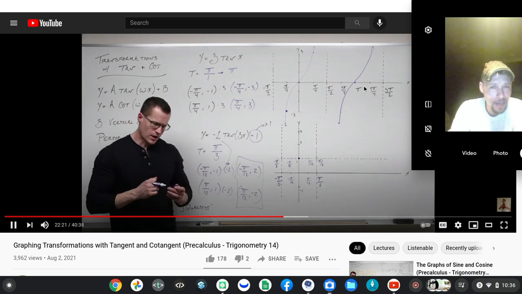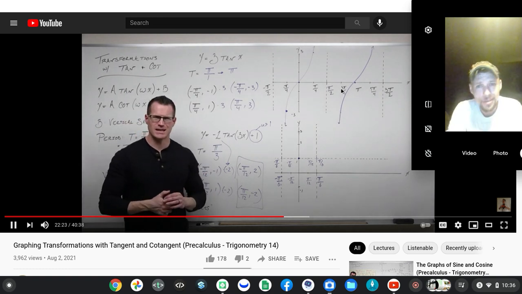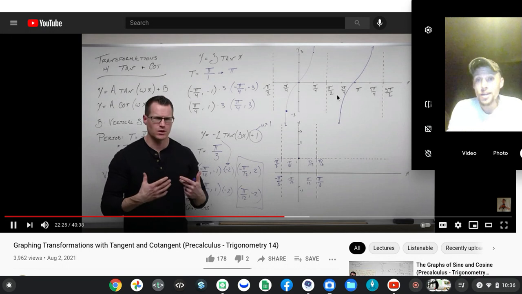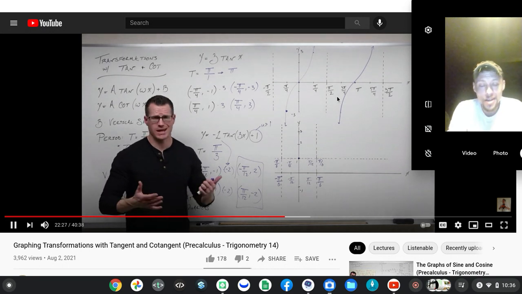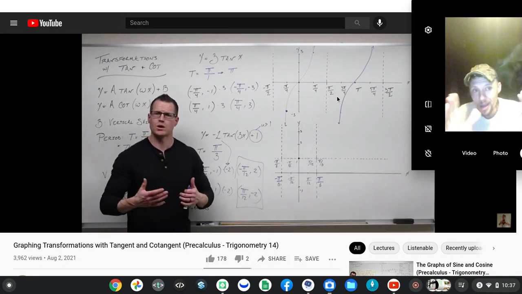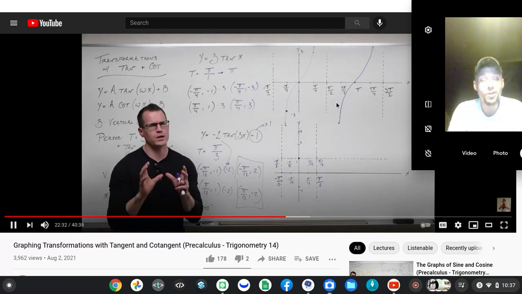I'm really taking it easy on some of these graphs and making sure that we really understand all about it. And trade functions can be a bit more difficult because we're not as familiar with them. I hope that you're seeing this.